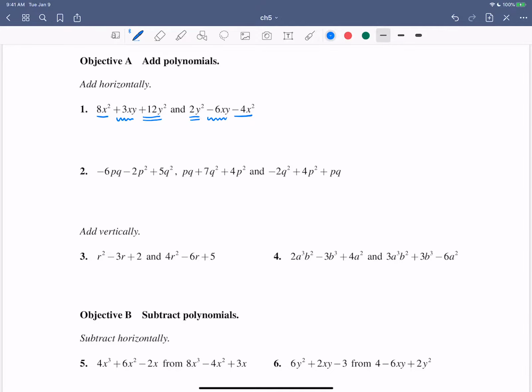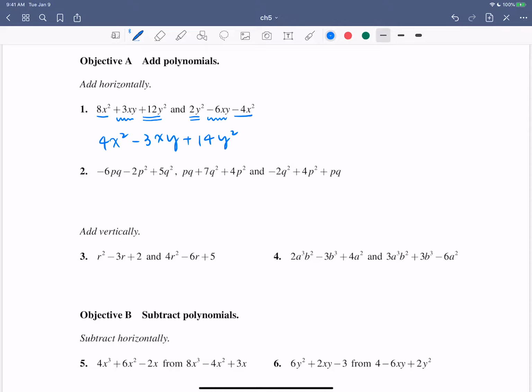I noticed that I use different marks to label them so that when I add them, I will be looking for the same marks for different terms. Let's add them. 8x squared plus negative 4x squared, that's 4x squared. Next, positive 3xy plus negative 6xy, that would be negative 3xy. And finally, positive 12y squared plus 2y squared, that's positive 14y squared.